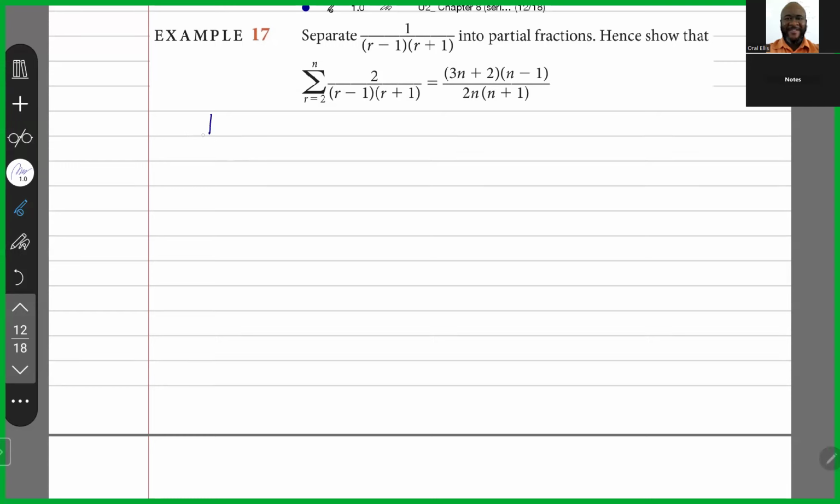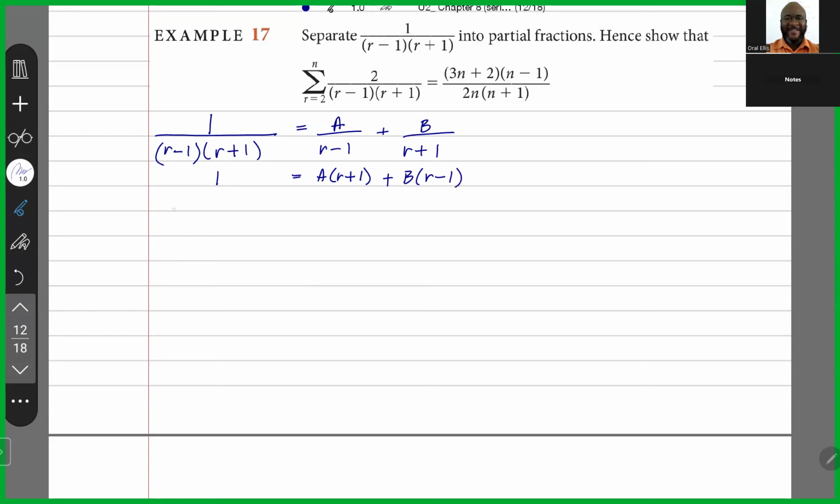So we're asked to separate 1 over (r minus 1)(r plus 1) into partial fractions. To do that, we have A over r minus 1 plus B over r plus 1. Multiplying the entire equation by the LCM, which is (r minus 1)(r plus 1), we get 1 is equal to A(r plus 1) plus B(r minus 1).